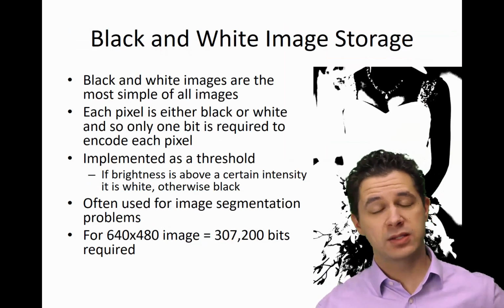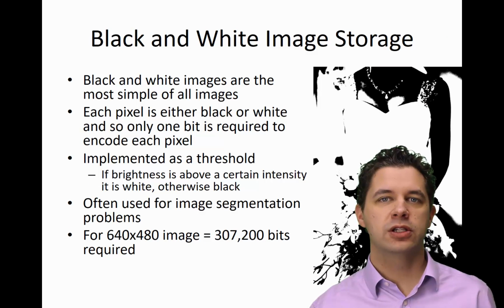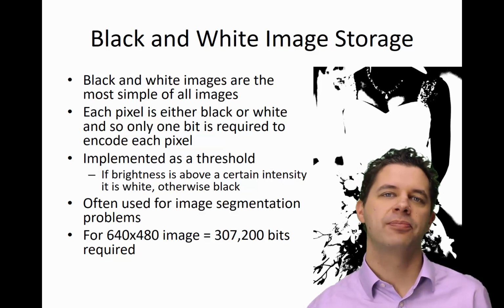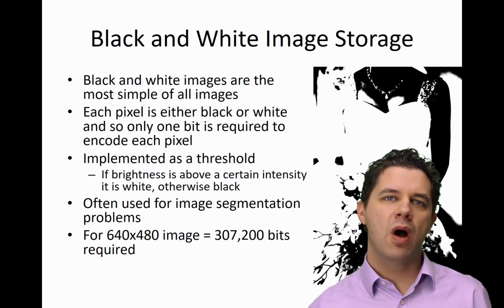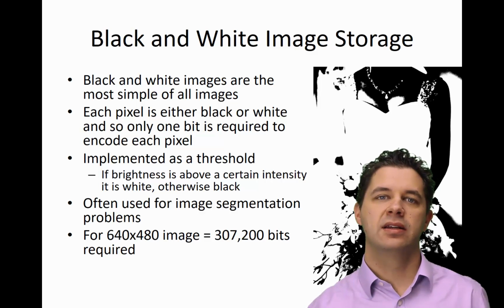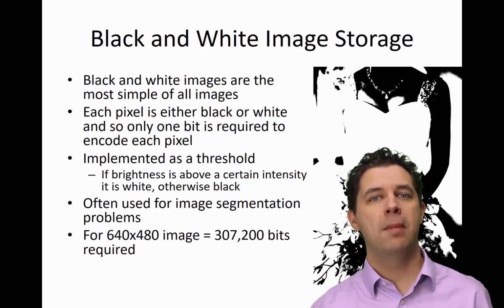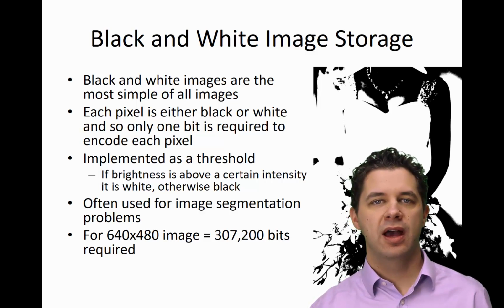Now we have a number of different ways that we can actually store these images. Now I'll show examples based on some photos from probably one of the happiest days of my life. The black and white image that we have here is the most simple of all images. Each pixel is either just black or white. There's nothing else. And so essentially in that case we only need one bit to encode each pixel.